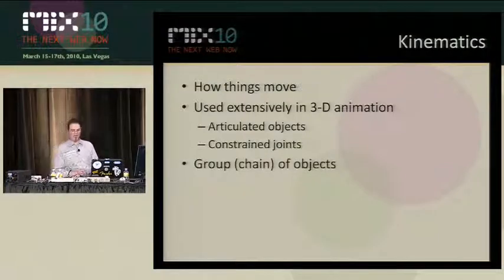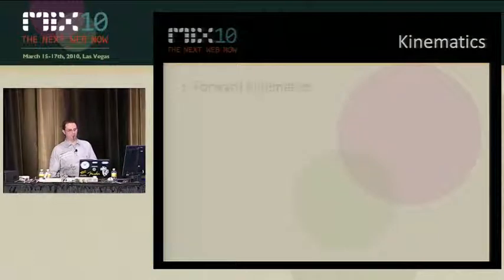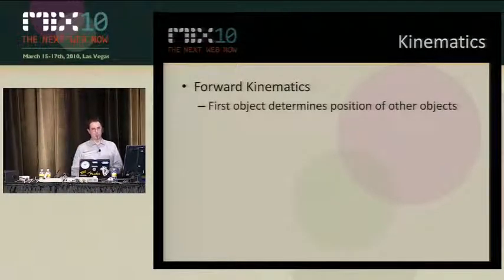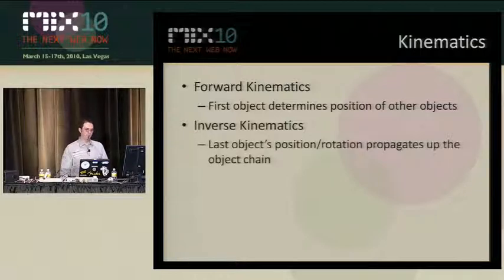Conceptually, what we're talking about is establishing a chain of objects where an object's rotation and position is based on the rotation and position of the object that's next to it. And when we're talking about kinematics, we have 2 different ways that we can approach kinematics. There are forward kinematic chains, in which the first object determines the position of the other objects in the chain. And then there are inverse kinematic chains. In an inverse kinematic chain, the last object's position and rotation propagates up the object chain.